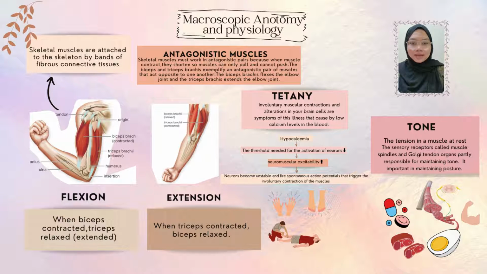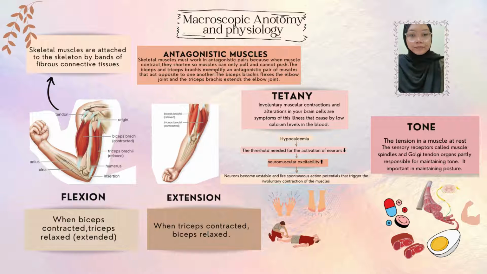A tendon attaches skeletal muscle to the skeleton by bands of fibrous connective tissue. Tetany is one of the illnesses related to muscular contraction. Involuntary muscular contraction and alteration in our brain cells are the symptoms of this illness, which is caused by a low calcium level in our blood. For example, in hypocalcemia, the threshold needed for the activation of nerves will decrease and the neuromuscular activity will increase. Therefore, it will make neurons become unstable and fire spontaneous action potentials that trigger the involuntary contraction of the muscle.